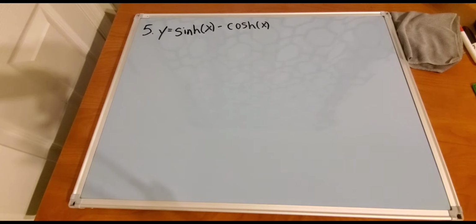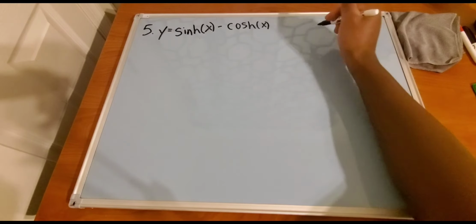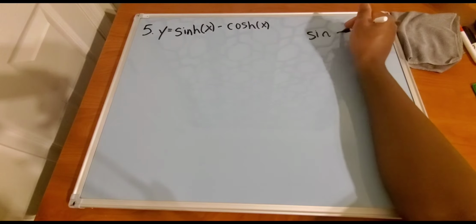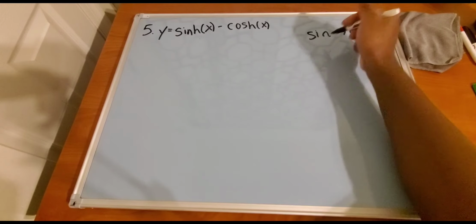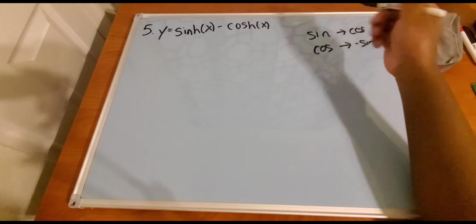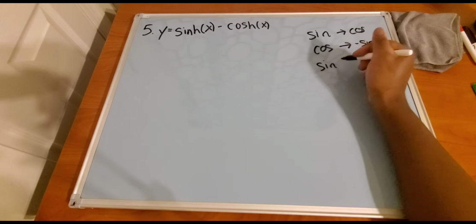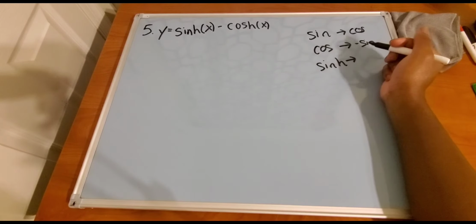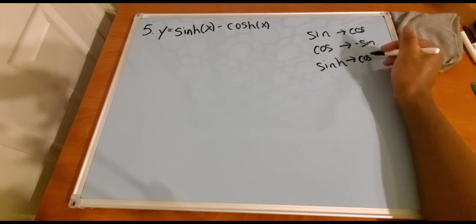These functions are not exactly the same as sine and cosine. If you had sine of x, the derivative of sine is cosine. If you had cosine of x, the derivative of cosine is negative sine. In this case, if you had the hyperbolic sine of x, the derivative of the hyperbolic sine of x is equal to the hyperbolic cosine of x.